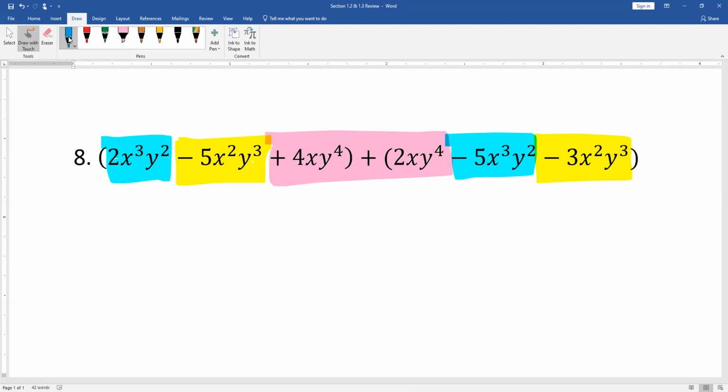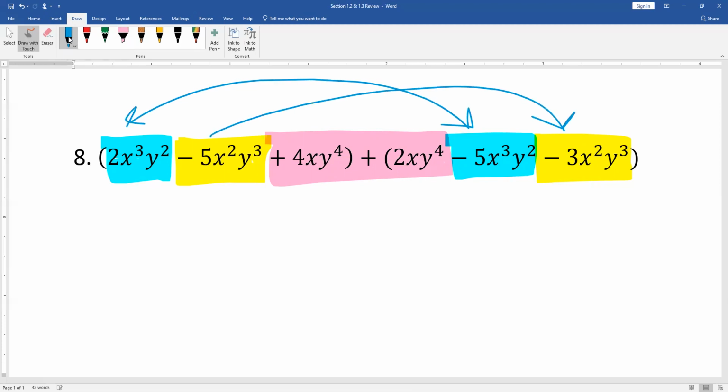All right, so we're going to combine these two, and then these two. And once we're done, we're not going to be able to do anything else because they're unlike terms separated by addition or subtraction. So we can't combine them anymore. So that's pretty much it. So 2x cubed y squared.